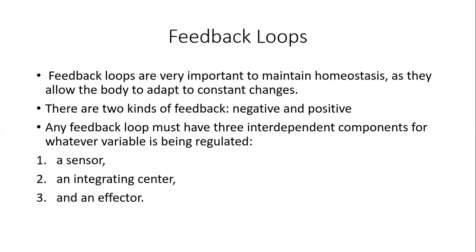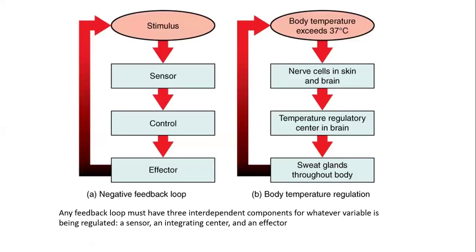Let's take an example. When body temperature rises above a certain point, the thermoreceptor signals the brain to initiate sweating and vasodilation, thereby bringing the temperature back to the original set point. So here, the loop is counteracting the change, which is the exceeding of temperature above a set point.